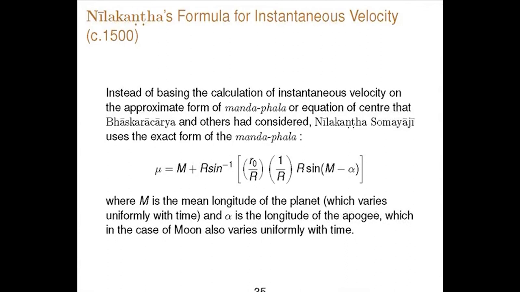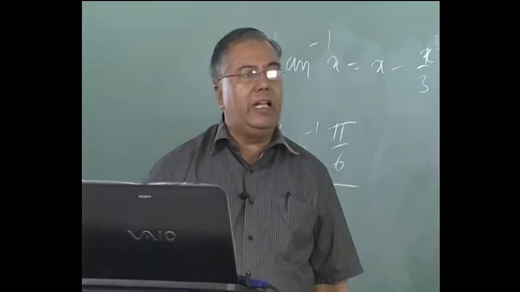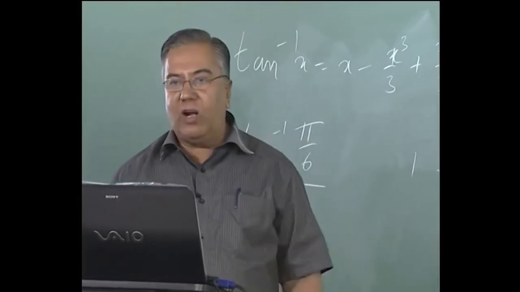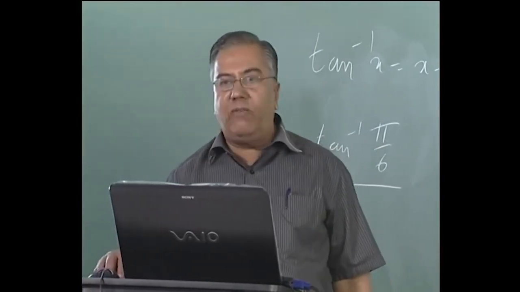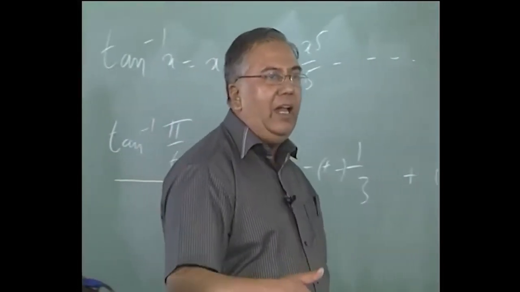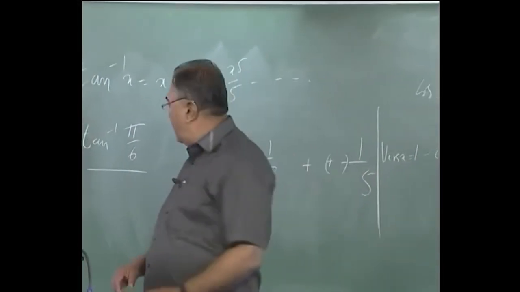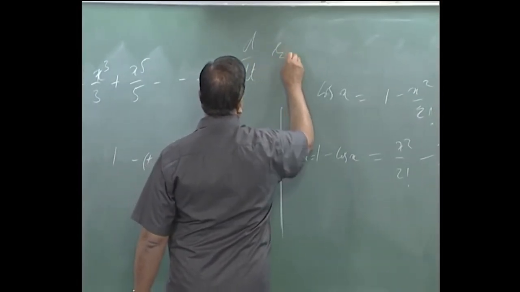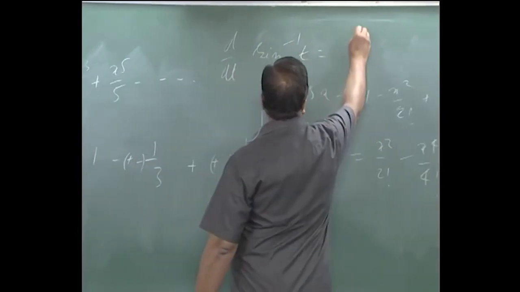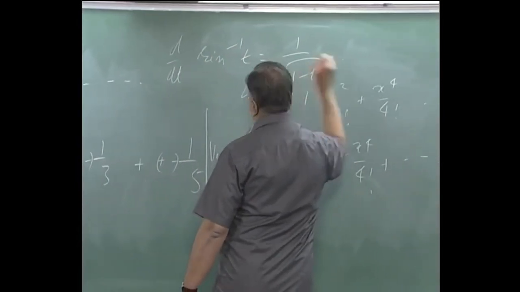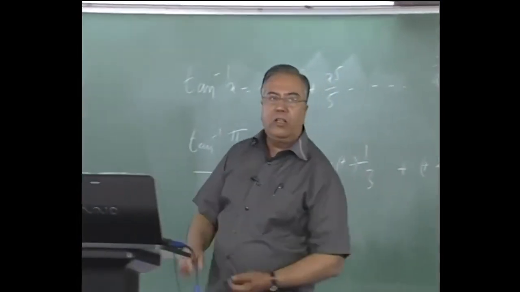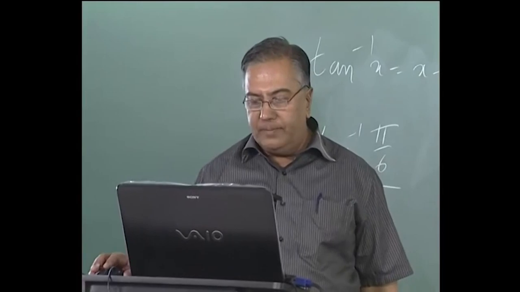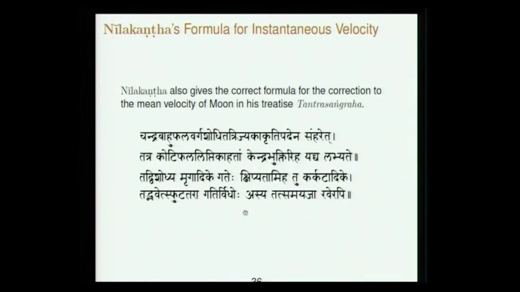This m is the time dependent quantity here. So, when you calculate the velocity, you should differentiate this with respect to this time dependent quantity. So, what is involved is the derivative of the sine inverse function that will appear, and Nilakantha in his formula for the instantaneous velocity obtained the derivative of the sine inverse function, that is something of what we all know. So the equivalent of this is what we obtain.